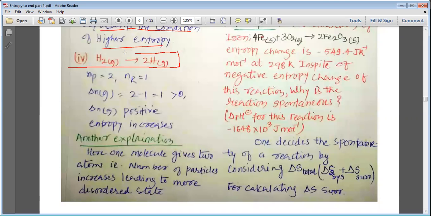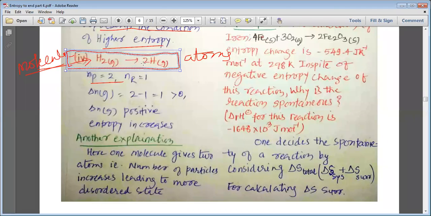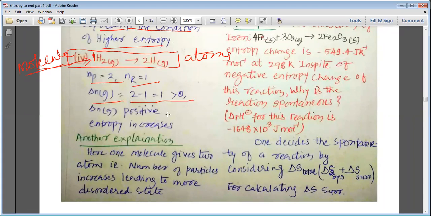Then we have the next question, in which hydrogen gas is converted to hydrogen atoms. So here we have molecules and here we have atoms. Once again, both are in the gaseous form. So for delta N gas, the number of moles of gas in the product is 2, and the number of moles of gas in the reactant is 1. So Np is 2 and Nr is 1, and that is why delta N gas is equal to 2 minus 1, which is 1, which is greater than 0. Delta N gas is positive, and that is why the entropy increases.